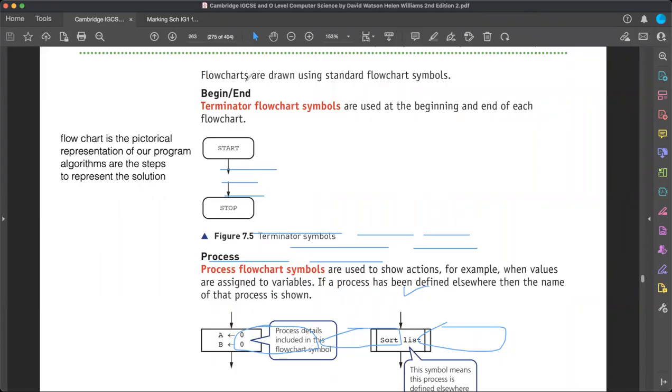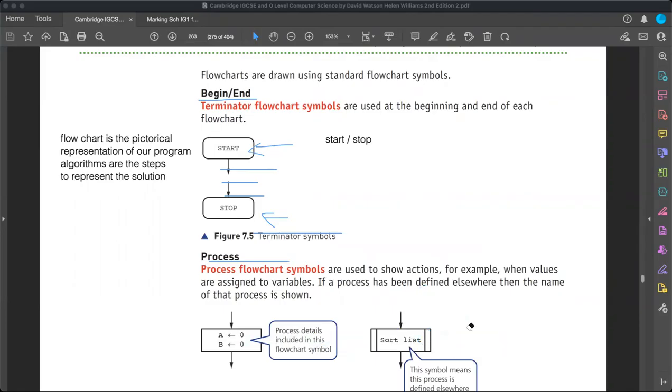The first symbol for the flowchart says begin or end, or you can say start, stop. Start, stop, or begin and end. For both steps, we are going to use the same symbol. Look, this is a symbol. So for both steps, we are going to use a single symbol, an oval shape.